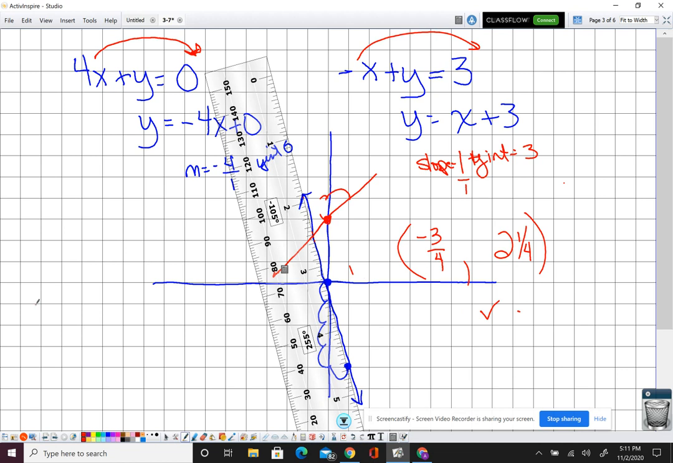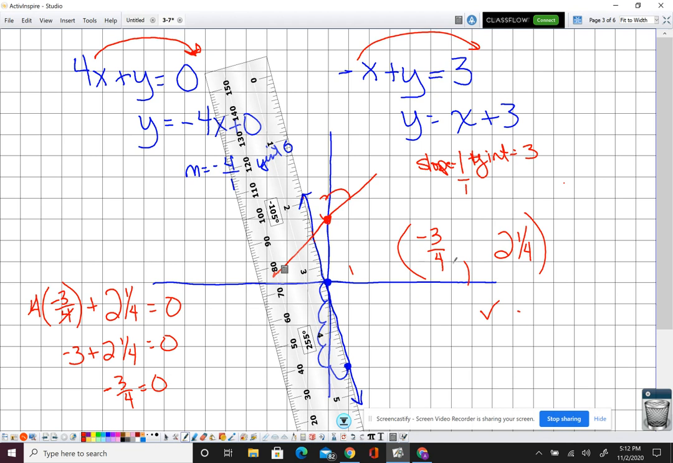So let's look for the first one. 4 times what my x is, negative 3/4, plus my y, 2 1/4, equals 0. So I know that my 4's cancel. I'm left with negative 3 plus 2 1/4. Now negative 3 plus 2 1/4 is a negative 3/4. It doesn't quite equal 0.